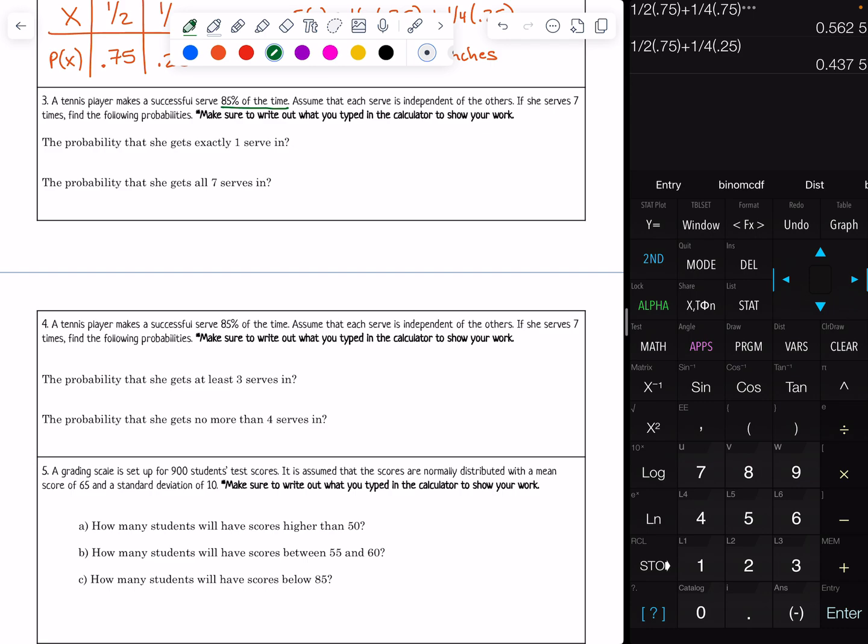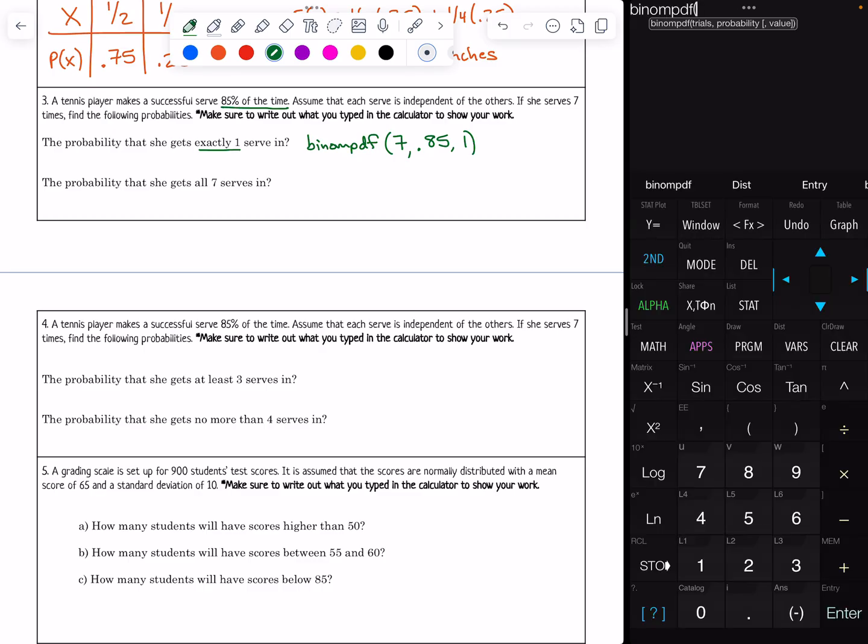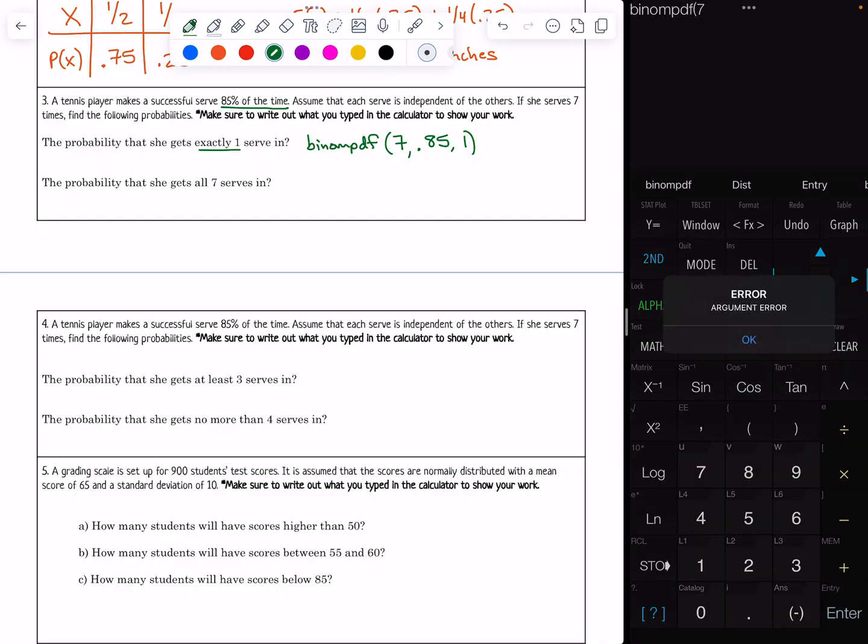And so we've got to type in our calculator binom PDF because it's exactly 1. We need the PDF for those. The number of trials is the number of serves, so that was 7. There's an 85% chance, so put 0.85, and then exactly 1, so our last number would just be 1. So we hit second vars, which is our distribution menu on the calculator. Go to binom PDF and then type 7 for number of trials.